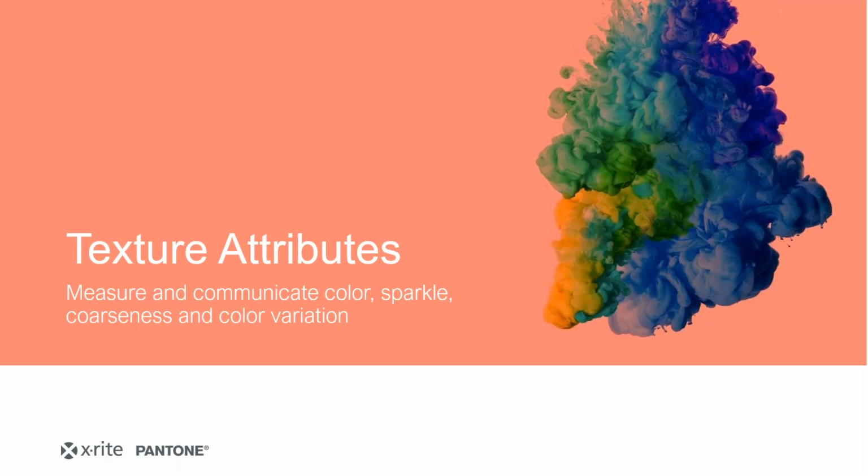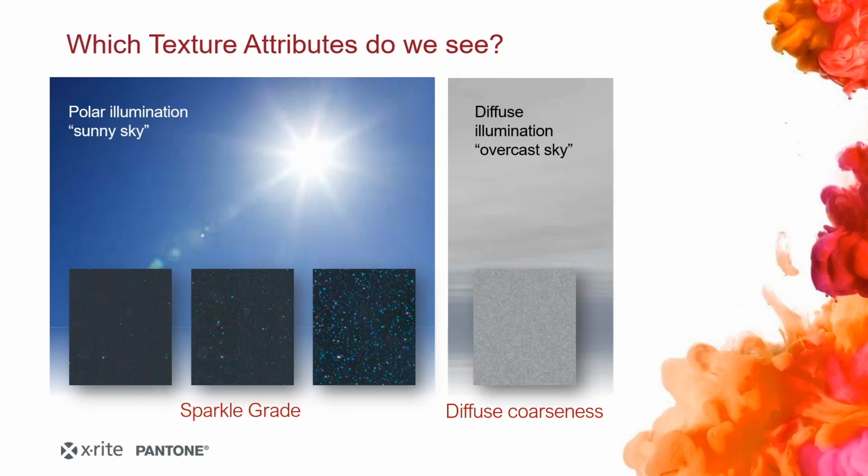The texture attributes, which we measure, I will go into a little bit more detail on. So which texture attributes do we see in a metallic paint? Under the polar illumination in sunny sky, we can see the sparkle grade, and we can also see that we got color in the sparkles depending on which effect pigment we use. So mica or ceralic, where you see these colored sparkle spots. And under a diffuse illumination, an overcast sky, we can detect the coarseness.